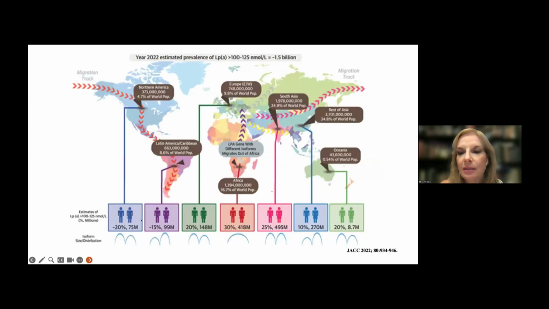This is another image that characterizes populations across the planet, across all the components worldwide. You can tell that the African population has the largest percentage of high LPA levels, in contrast to the Chinese, for example, where only 10% of the population carries a high level of LPA.